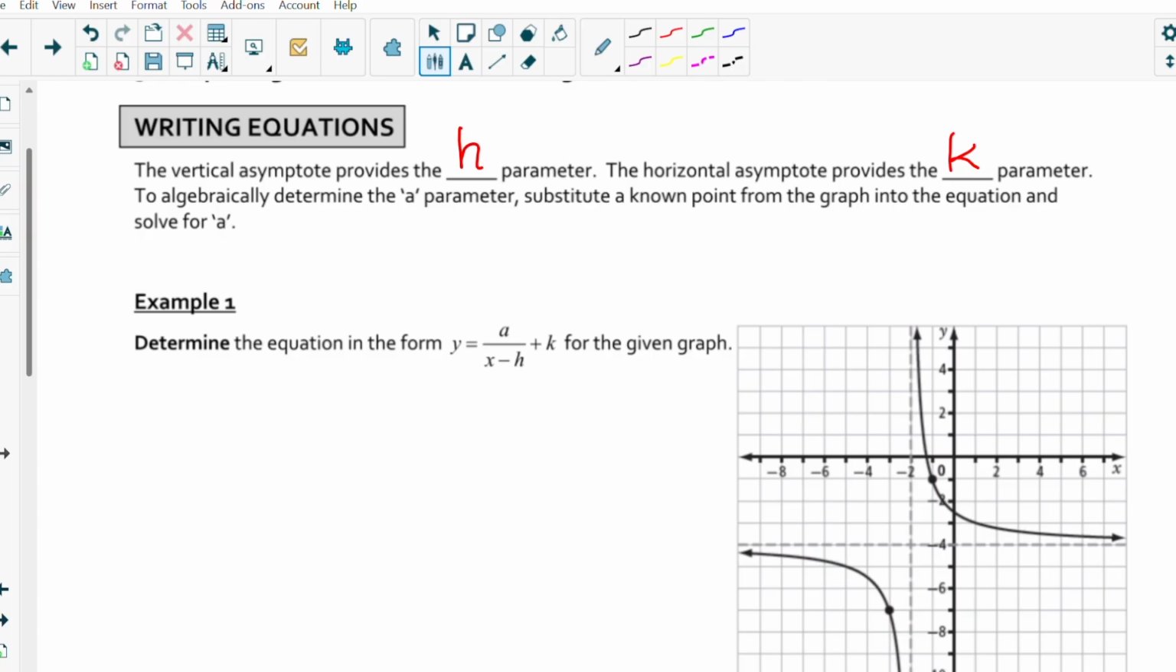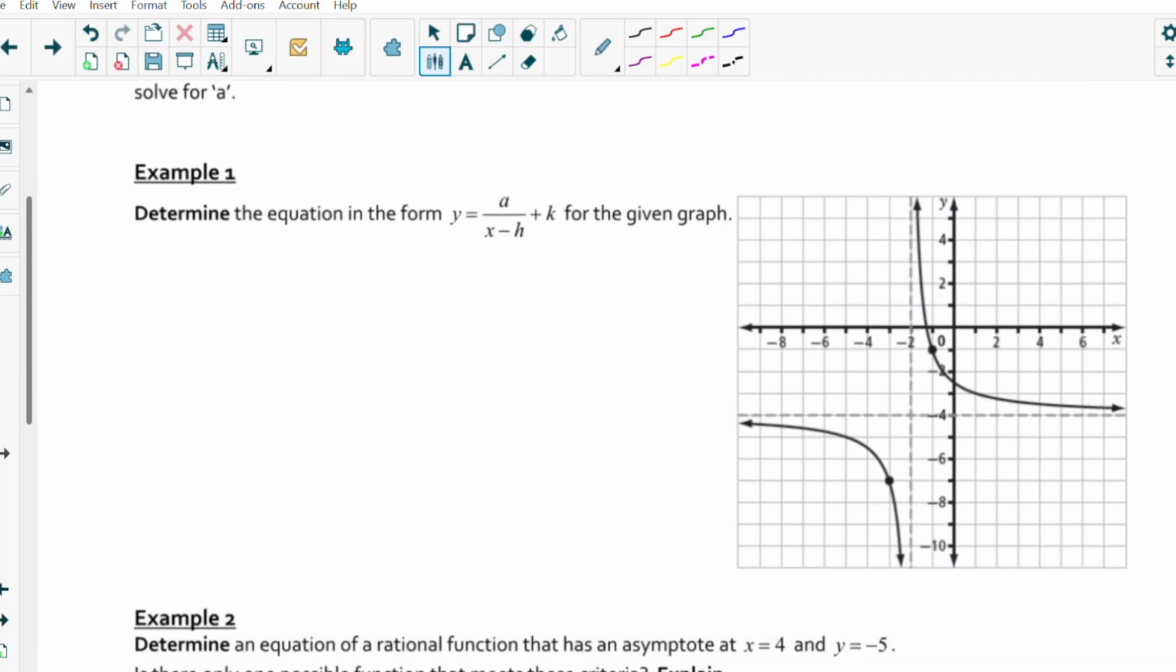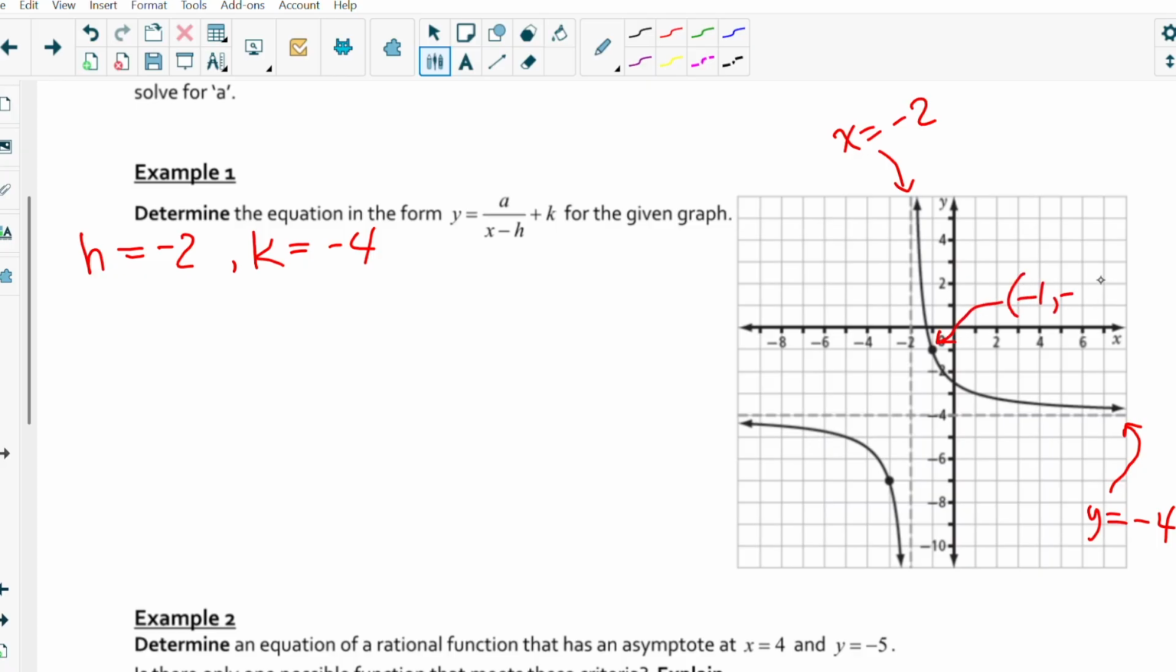for the given graph. So right away I can see that I have a vertical asymptote at x equals -2, and then I have a horizontal asymptote at y equals -4. Therefore, my h value is -2, and my k value is -4. And then right here, conveniently, I'm going to use point (-1, -1). And that's my x and y values. And let's see where we go.